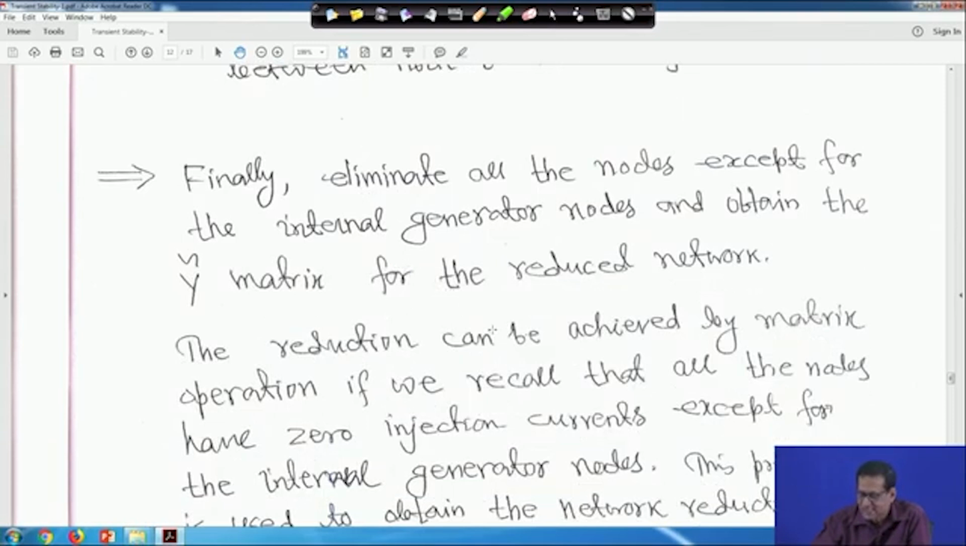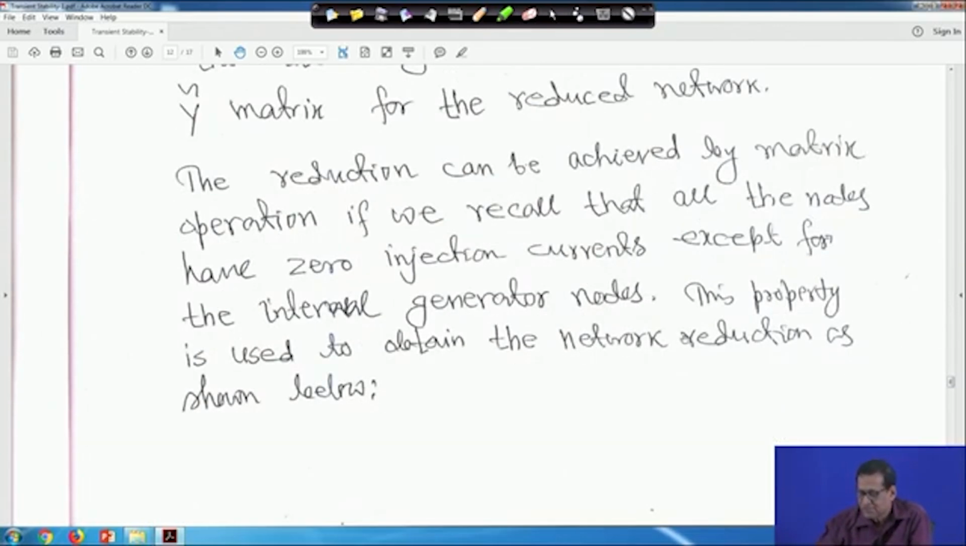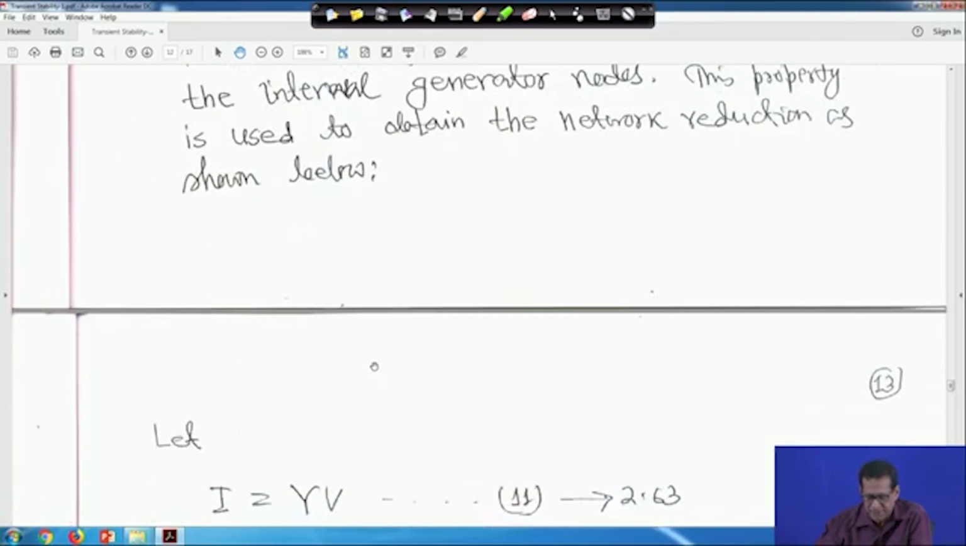The reduction can be achieved by matrix operation if we recall that all the nodes have 0 injection current except for the internal generator nodes. We will assume that at all the loads there is 0 injection of current. That means for the 1 to n generators current injection is there, but at the rest of the nodes, where generators are not there, the current injection will be assumed to be 0. This property is used to obtain the network reduction as shown below.